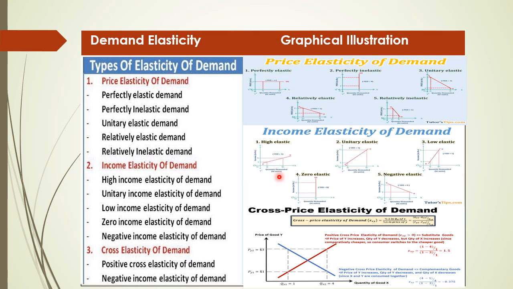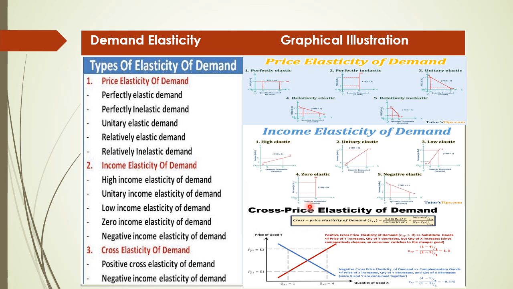Therefore, it can be regarded as positive income elasticity. Commodities with positive income elasticity of demand are normal goods. When the percent change in quantity demanded is equal to the percent change in income, it can be said as unitary income elasticity. If the percent change in quantity demanded is less than the percent change in income, it can be regarded as low income elasticity.